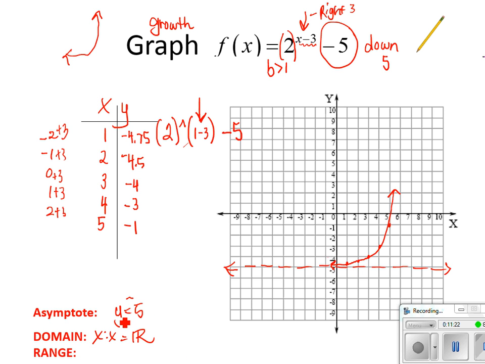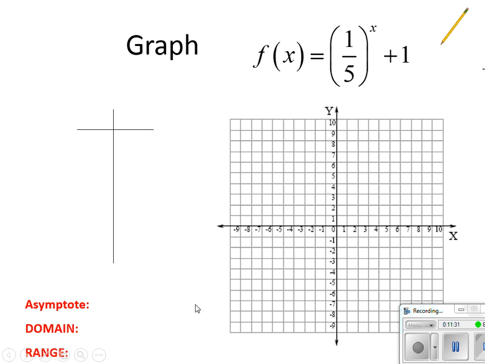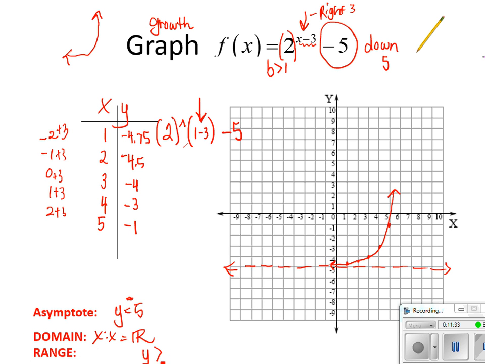So, oops, my asymptote should be y equals -5. I forgot that negative there. I'm sorry. So y equals -5 is the asymptote. And then y is greater than -5. Okay. So I apologize that I didn't put the -5 there, but the asymptote is down 5. This always tells me my asymptote, okay? So if my asymptote is down 5, my y would be y equals -5.